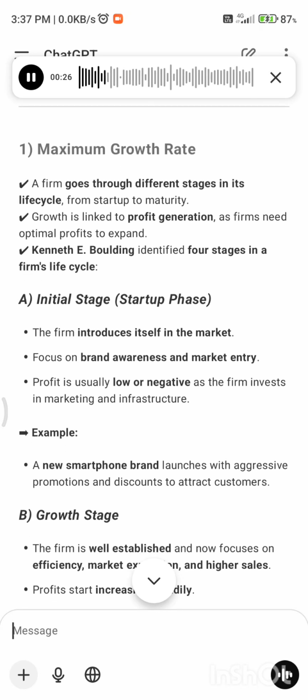A. Initial stage, startup phase. The firm introduces itself in the market. Focus on brand awareness and market entry. Profit is usually low or negative as the firm invests in marketing and infrastructure. Example, a new smartphone brand launches with aggressive promotions and discounts to attract customers.